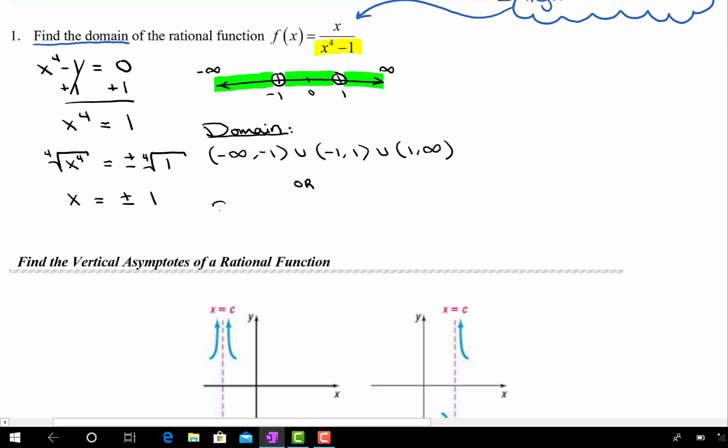Or we could also write this in set builder notation, the set of all x such that x is not equal to -1 and x is not equal to +1. Let's go ahead and box that in. That's our answer.